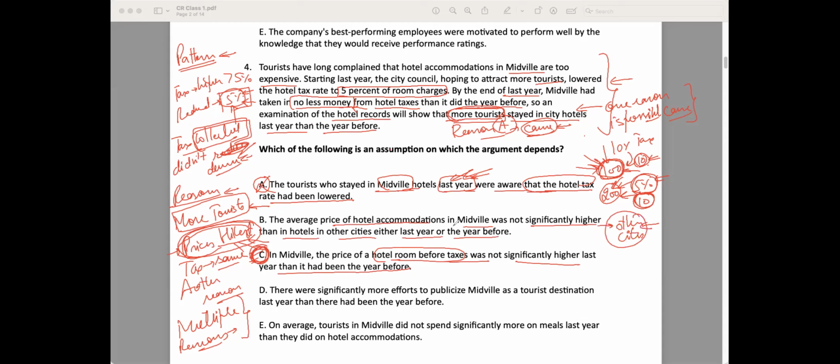Again, it talks about both years, last year as well as the year before. So there is no difference between what was the case last year and what was the case the year before. So how would there be more tourists this year? It doesn't create any difference. When the conclusion says that there could be more tourists this year, it has to give me a reason. It doesn't distinguish between what happened last year and the year before. So it cannot be a reason.